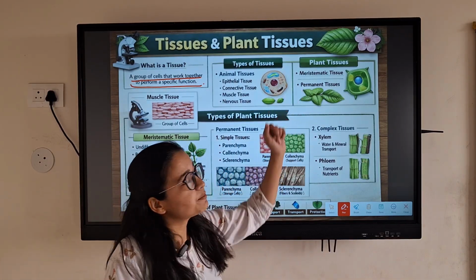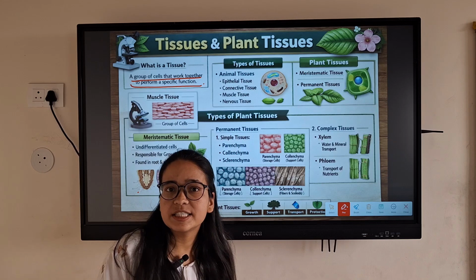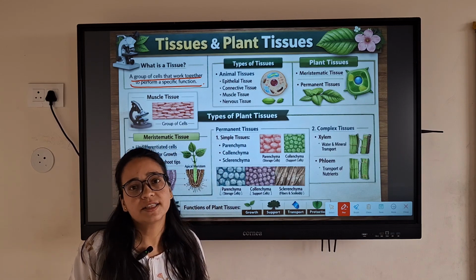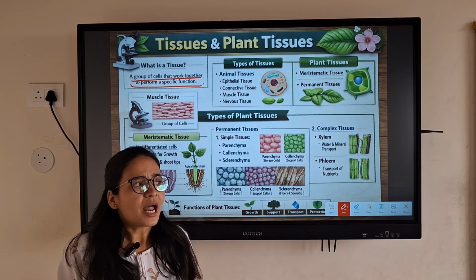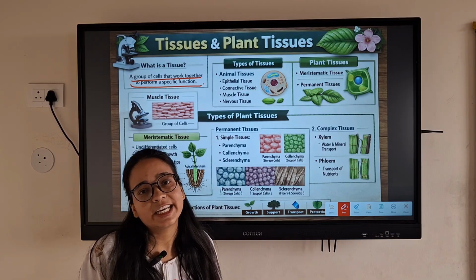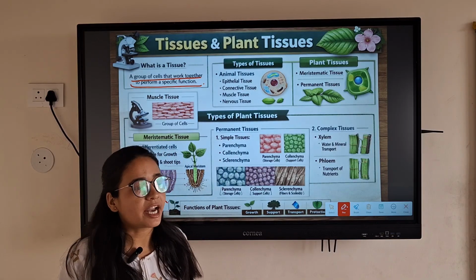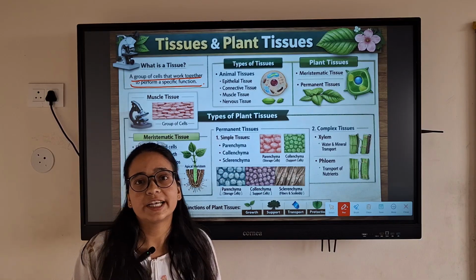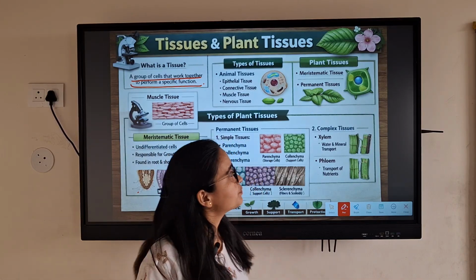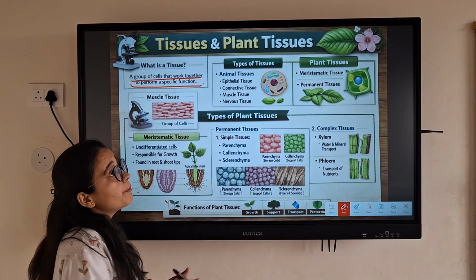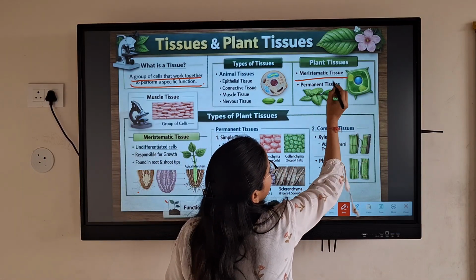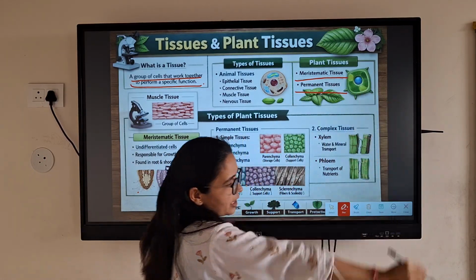Now, there are two types of tissues. First one is the plant tissue and the second one is the animal tissue. Plant tissues are the tissues that are present in a plant, and animal tissues are those tissues that are present in an animal. Okay. Now, plant tissues are of two types, meristematic tissue and the permanent tissue.